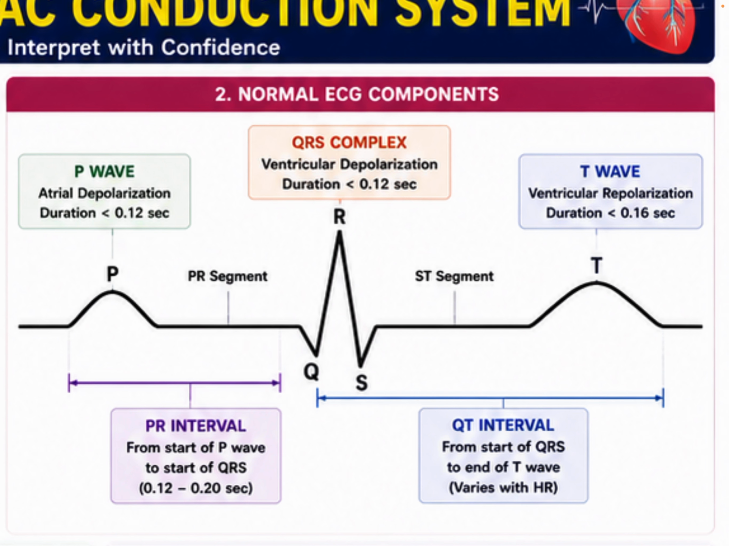Now come to the QT interval. It is measured from the start of the QRS to the end of the T wave and represents the total ventricular electrical activity. Normal QT interval in men is less than 450 milliseconds, in women less than 460 milliseconds. Prolonged QT can cause torsades de pointes.